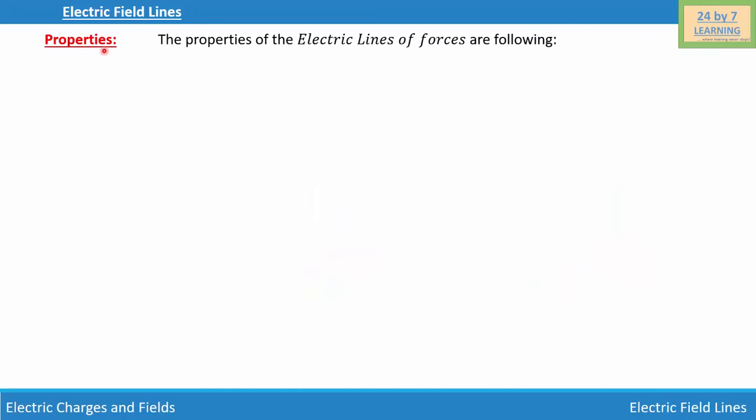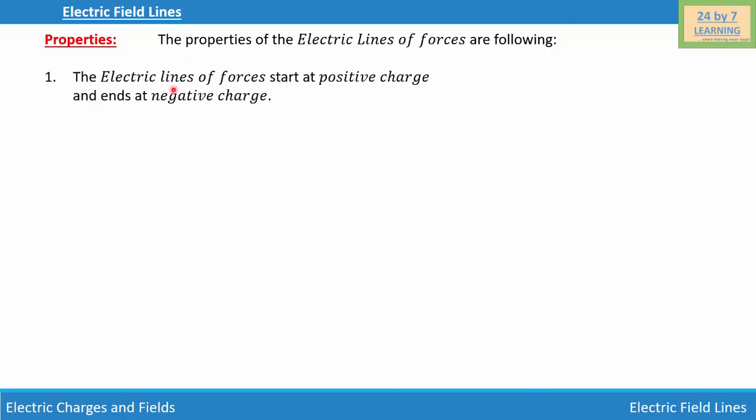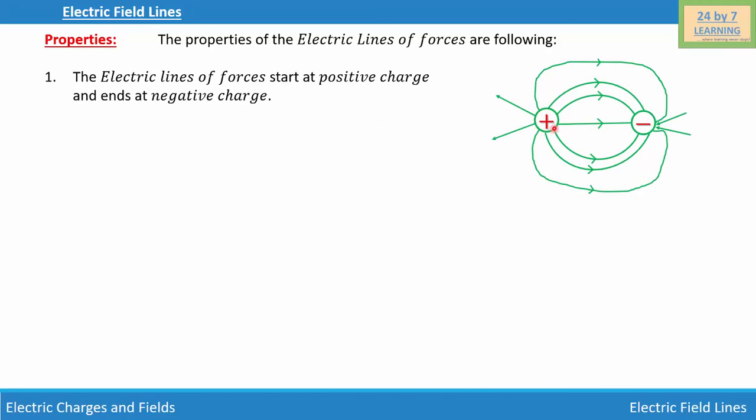Now let's talk about the properties of the electric lines of force. The first property is that electric lines of force start at positive charge and end at negative charge. Now let's use this property to draw a picture. So here is my picture where you can see this is my positive charge and this is the negative charge. As you can see, the electric lines of force are starting from the positive charge in all directions and they are ending at the negative charge. So basically we can say that electric lines of force start at positive charge and end at negative charge.